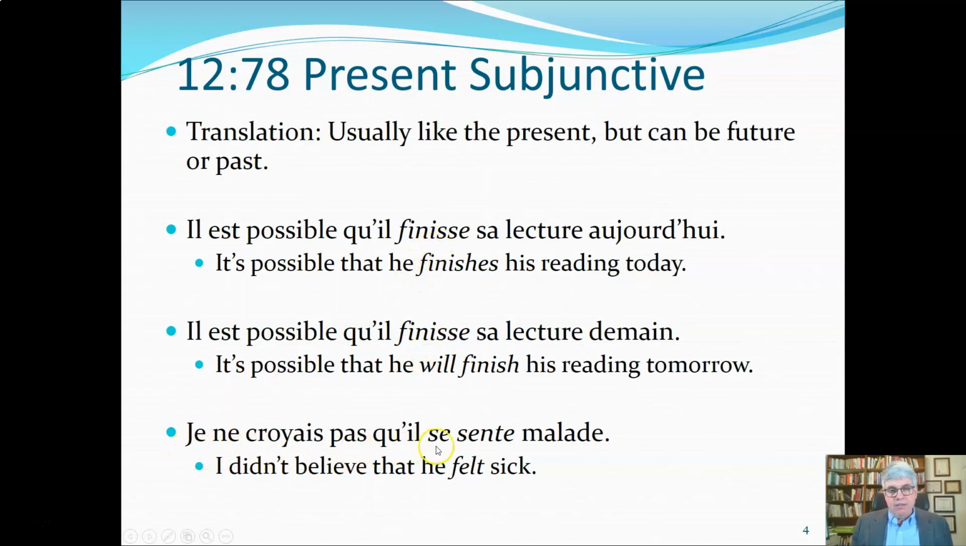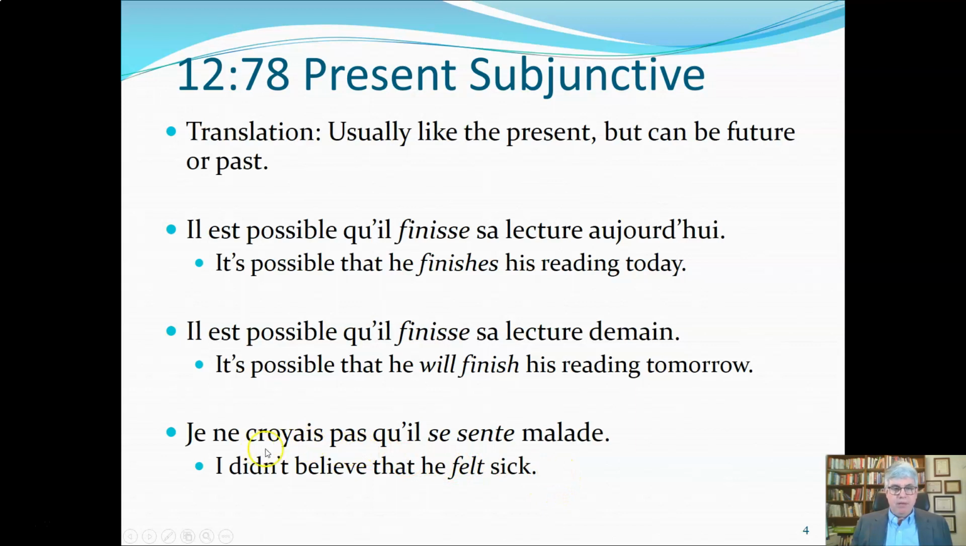Je ne crois pas qu'il se sente malade. So croyais is the imperfect of croire, to believe. So this is a negation, ne pas around the conjugated verb. I didn't believe that. Il se sente malade. Se sentir is to feel. This is the present subjunctive. I didn't believe that he felt sick.